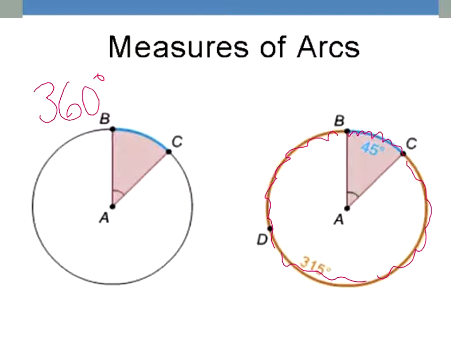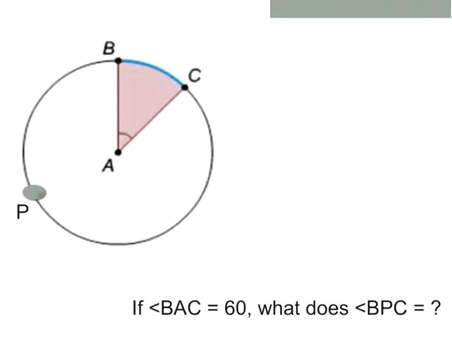So we're going to try one. I'm going to give you one with some missing information. On my first example, this says if BAC equals 60, let's put it in there. What does BPC equal? So take a quick second and solve that for me. I told you a piece of the puzzle. I'd like you to find the other piece that's missing. If you're at home, please type in your answer.